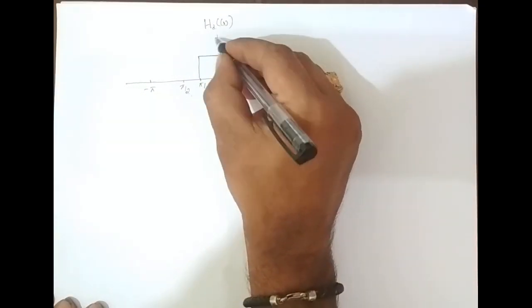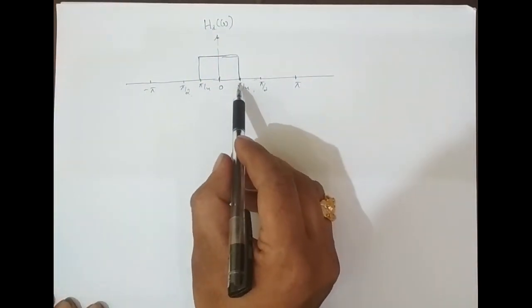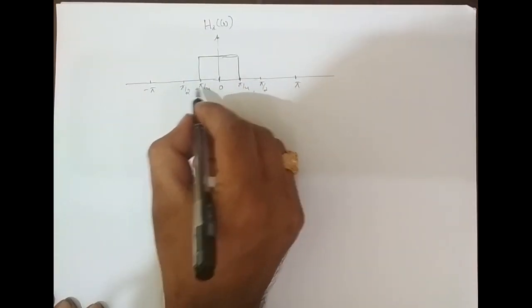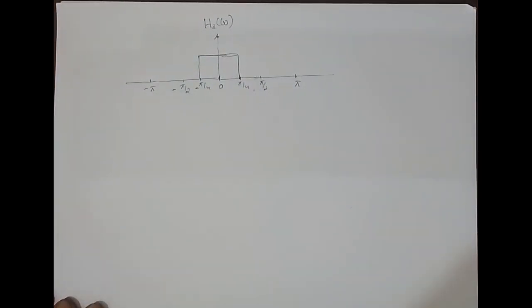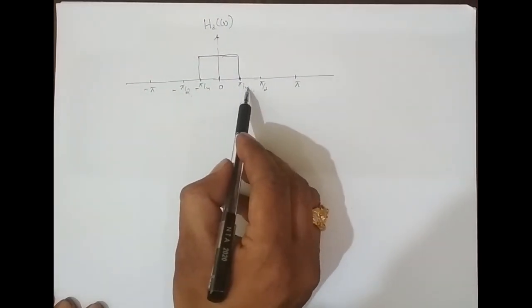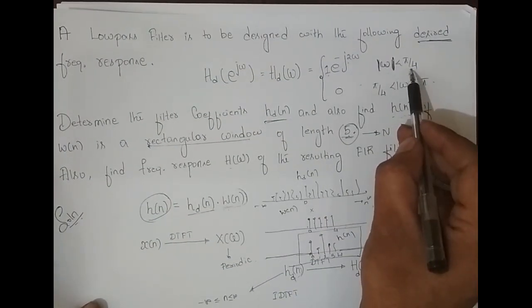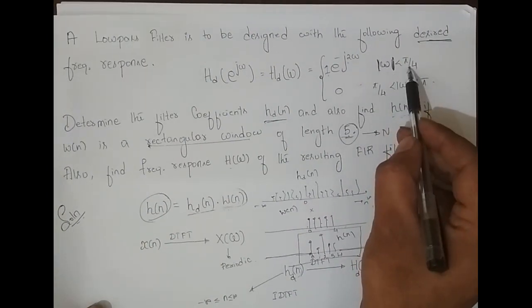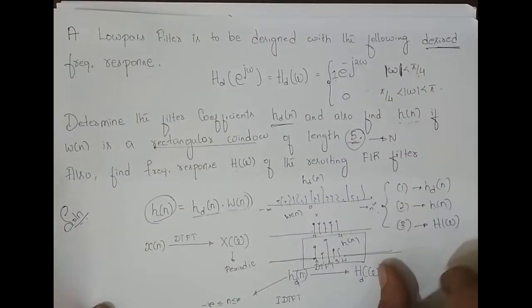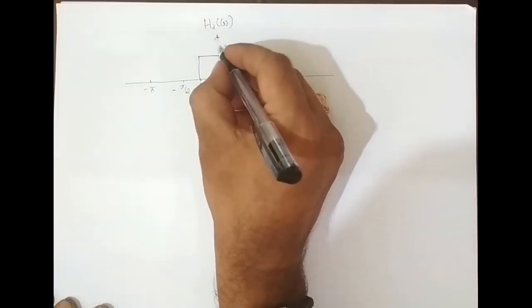For magnitude of omega less than pi by 4, I have to consider both the positive side as well as the negative side. So minus pi by 4 to plus pi by 4, it is 1.